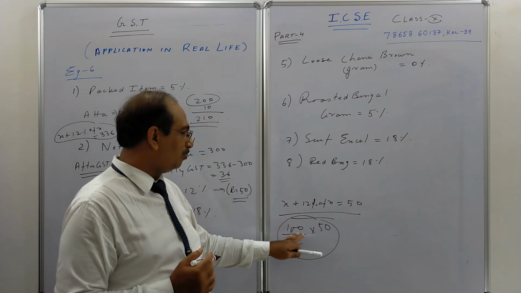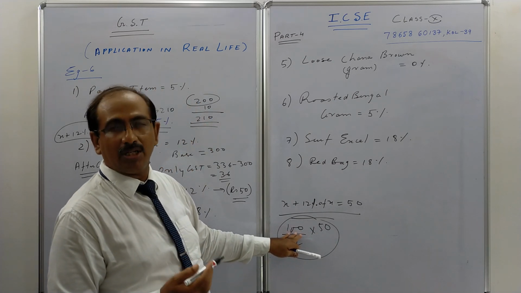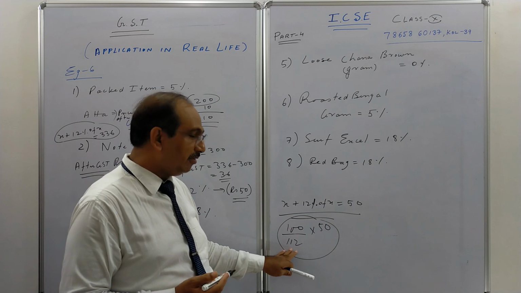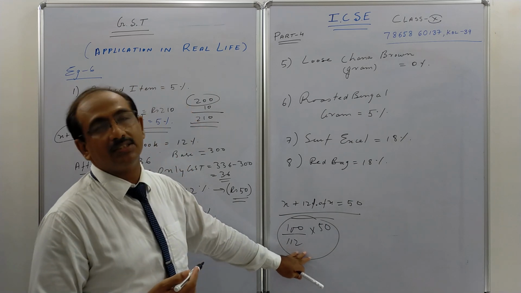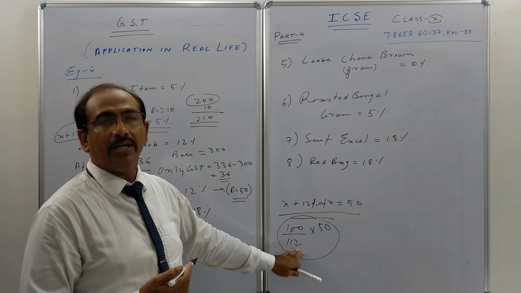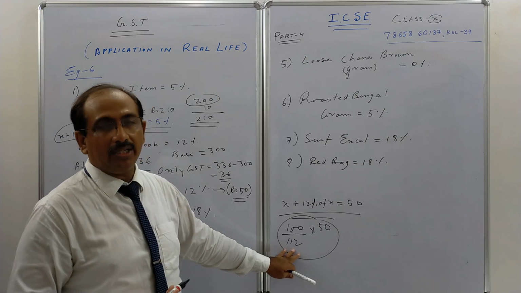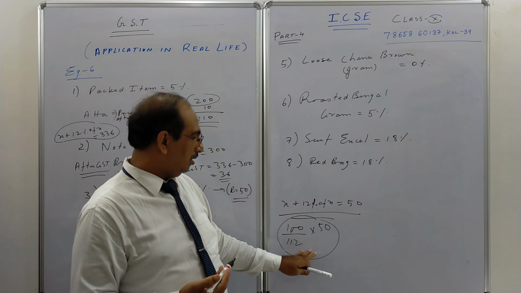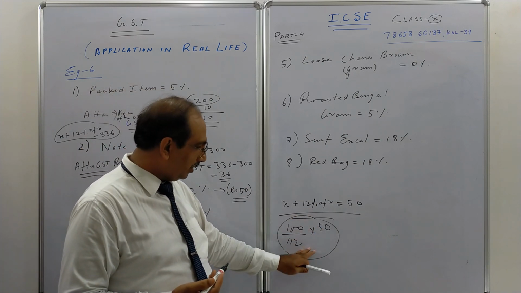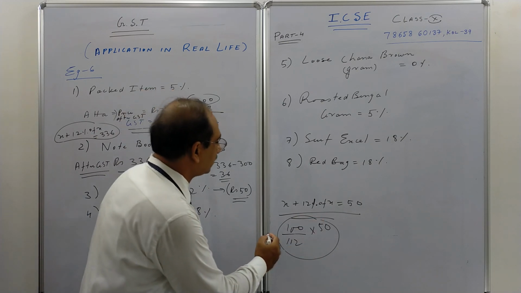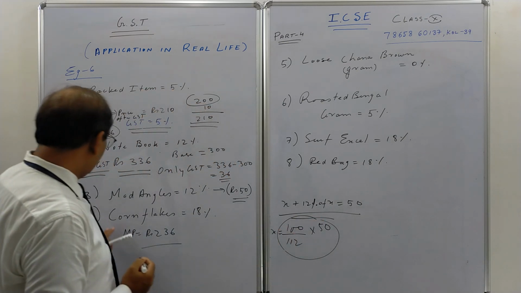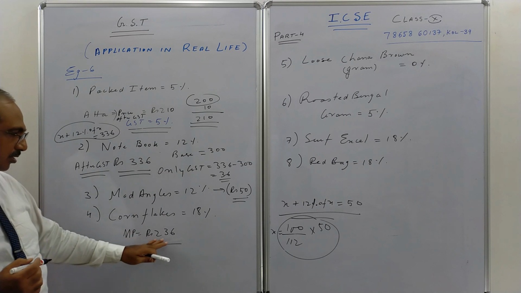If you use a calculator, I'll tell you what you do. Whatever cost you have, multiply by 100 and divide by 100 plus GST. For 12% you add, 112. For 18%, 118. For 28%, 128. So this is what will come here when you solve for X. X will be this.